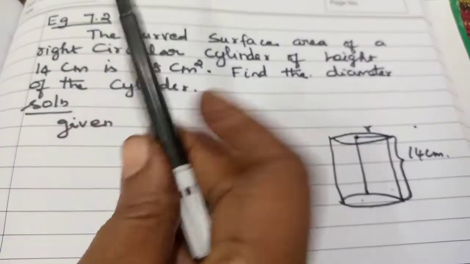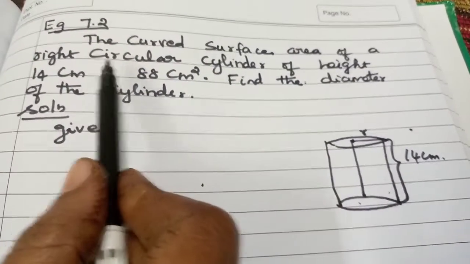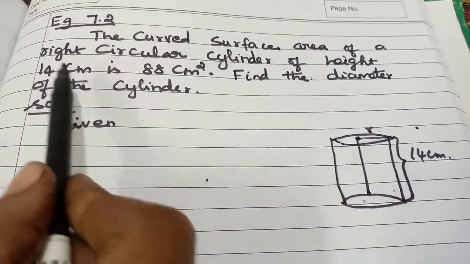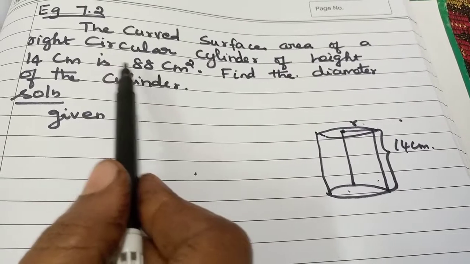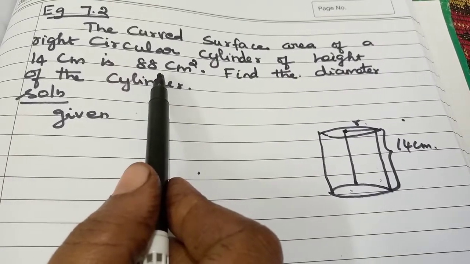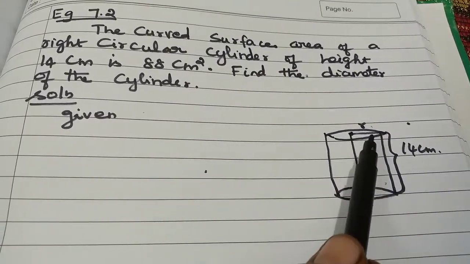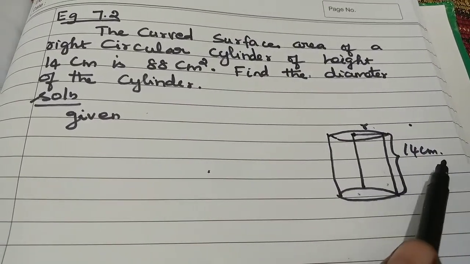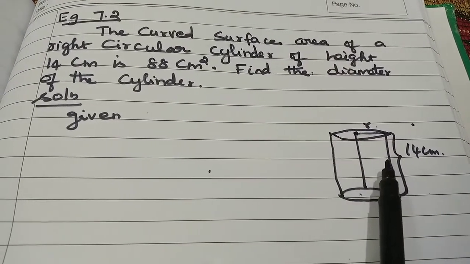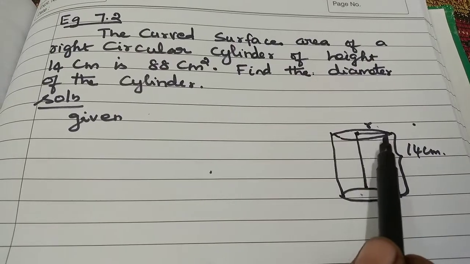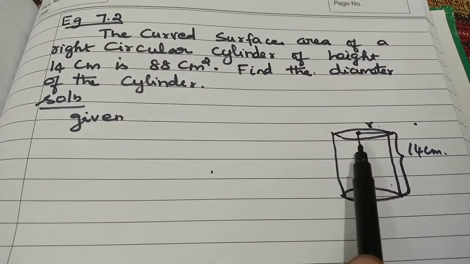Next let's write the example 7.2. The curved surface area of a right circular cylinder of height 14 centimeter is 88 centimeter square. Here curved surface area is given. Find the diameter of the cylinder. Let's draw the cylinder of height 14 centimeter. Curved surface area of the cylinder is given, 88 centimeter square. Diameter we have to find out. Radius is not given, diameter we have to find out.